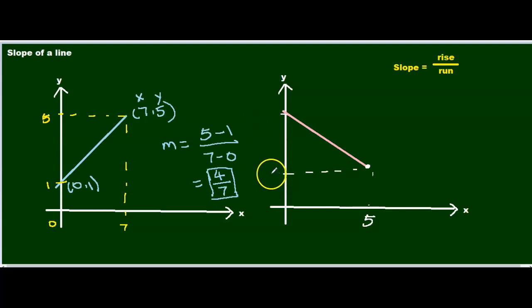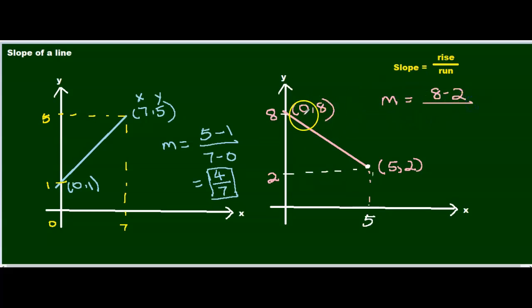What about this one? Let's say this one starts at 8 and ends at 2. So this would be (5, 2), and this would be (0, 8). Again, it starts from 0. Your x-coordinate is 0 and your y-coordinate is 8. Your x-coordinate is 5 and your y-coordinate is 2. So in this case, our slope is our change, which is 8 minus 2 over 0 minus 5, which gives me 6 over negative 5.